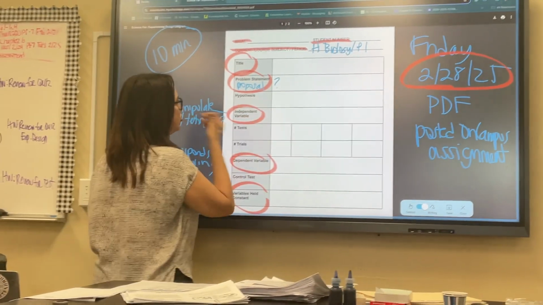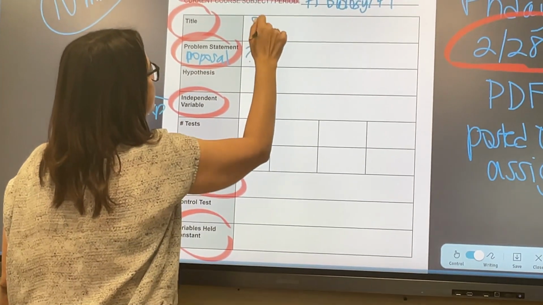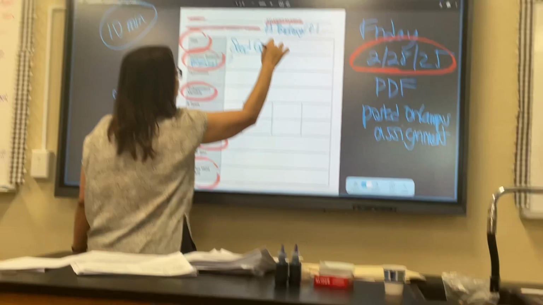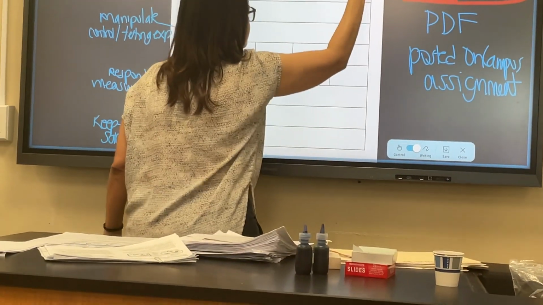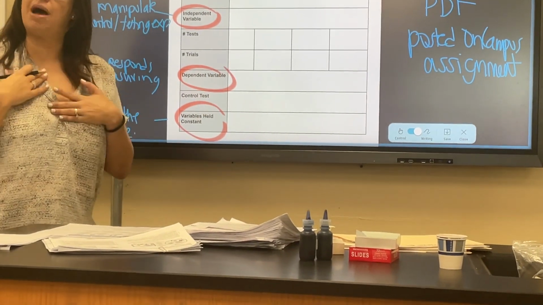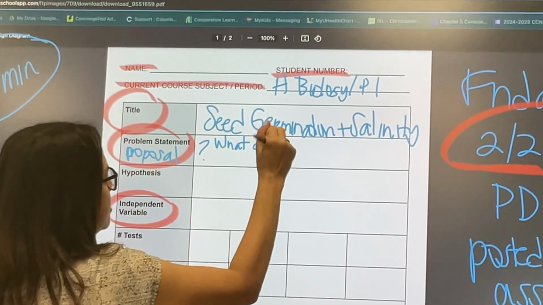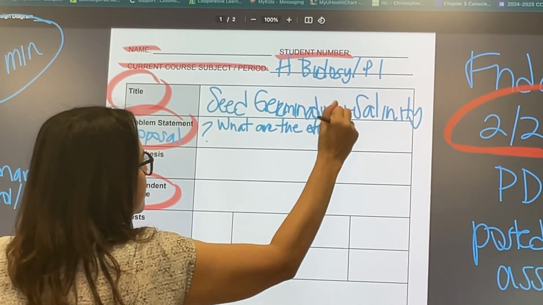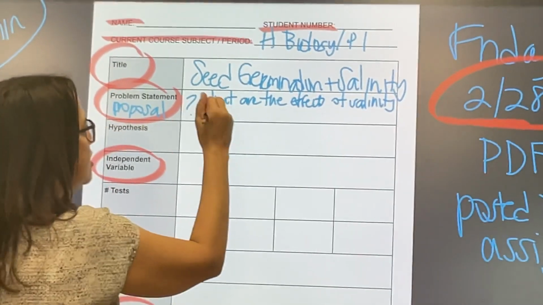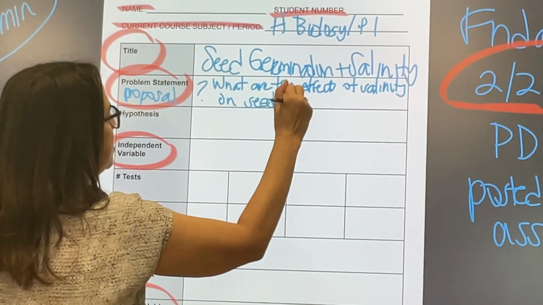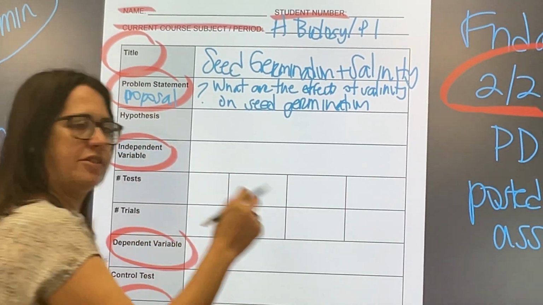Okay, so let's imagine, I'm going to use the seed germination lab. So I'm going to say that my title is Seed Germination and Salinity. That's my title. Because the problem statement that I'm going to be investigating is, what are the effects of salinity, which is a fancy word for what? Salt, on seed germination. I'm skipping hypothesis, and you understand why I don't do hypothesis first.